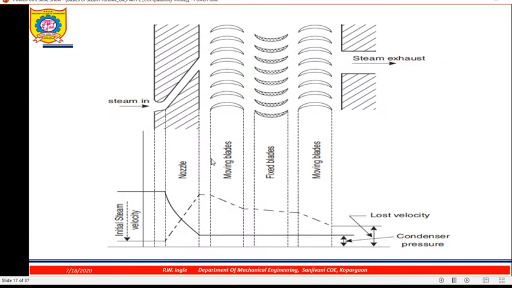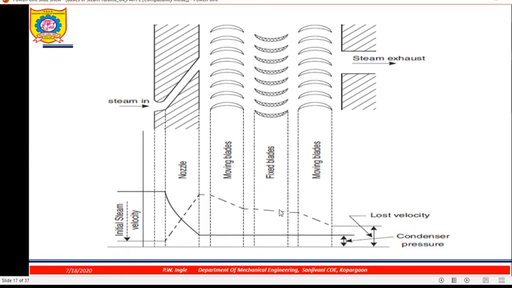Here you see, this is velocity compounding. Steam enters the nozzle. What happens in the nozzle? Pressure reduces, so velocity increases. Then it goes to the moving blade. Here velocity reduces because it is absorbed by the moving blade, and now pressure remains constant.